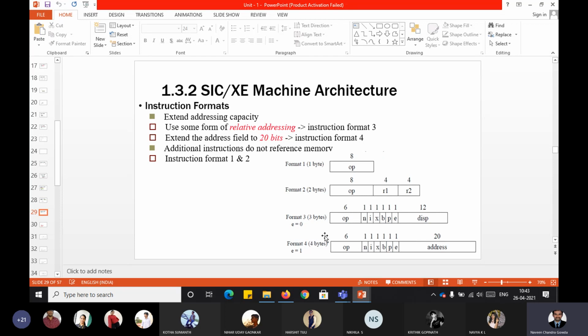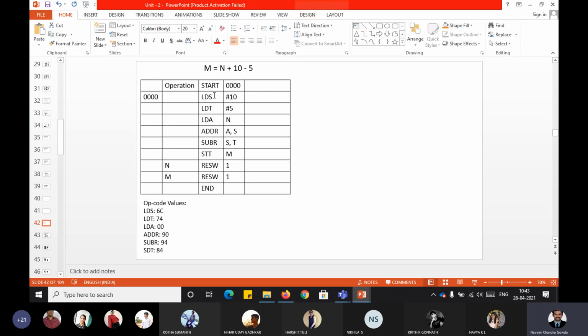Again, how to categorize? In this example, if you observe, this is LDS #10. You can observe it is not only the opcode, it also has an operand, so it cannot be format 1. At the same time, it is not acting only on registers. My dear students, these two you can observe right here. These are the two instructions which work only on the registers, A and S registers, S and T registers. Understand? So these are the two instructions working only on the registers, which belong to format 2.